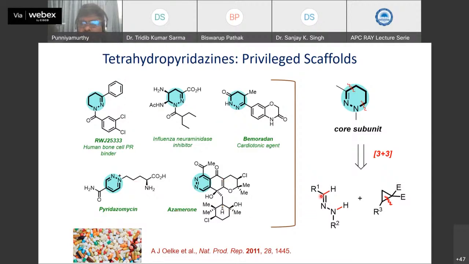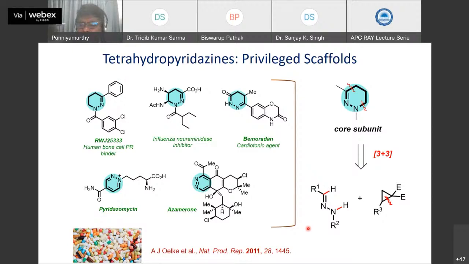So we thought that benzyl hydrazone is easy to make. We have the carbonyl compound and hydrazine, so you can easily make it. Now you need a three-carbon synthon. If you have the cyclopropane, for example, can we couple this in a 3+3 cycloaddition so that we will be able to generate this tetrahydropyridazine? This is what we thought.